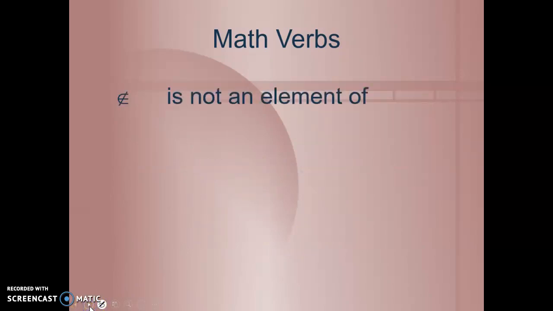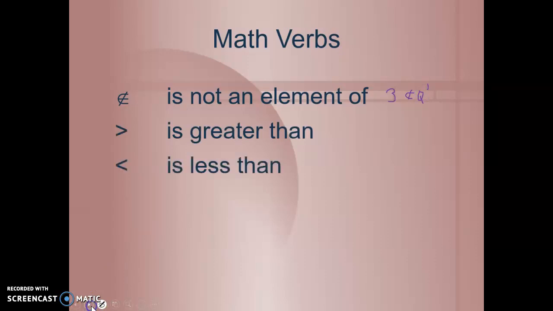This symbol means it is not an element of. So 3 is not an element of our irrational numbers. These symbols mean is greater than, is less than, is greater than or equal to, also read as at least, and is less than or equal to, which is also read as is at most.